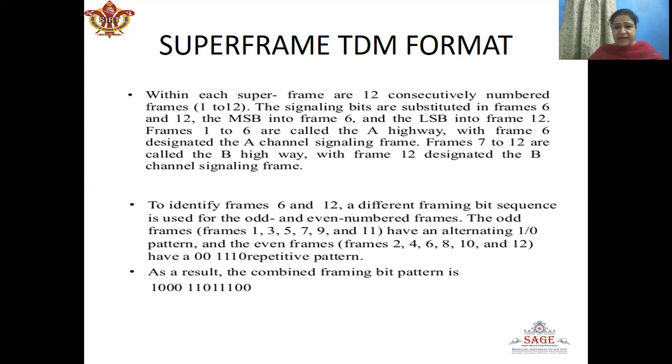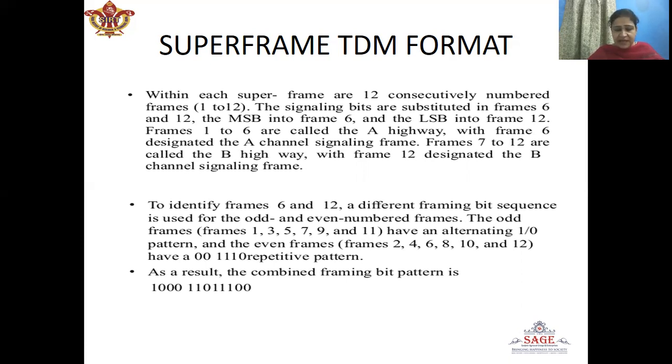It is provided at the MSB in frame 6 and the LSB in frame 12. Frames 1 to 6 are called A highway, with frame 6 designated as the A channel signaling frame, whereas frames 7 to 12 are called the B highway, with frame 12 designated as the B channel signaling frame. To identify frames 6 and 12, a different framing bit sequence is used for the odd and even numbered frames.